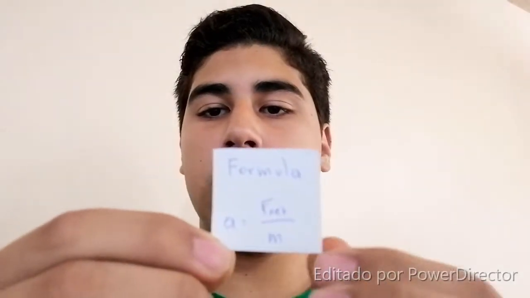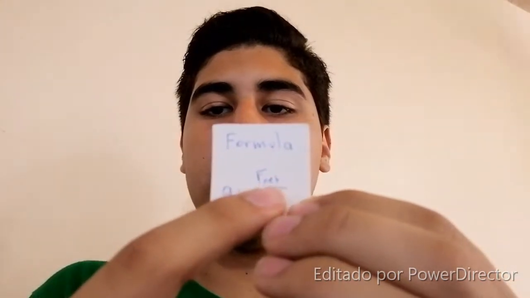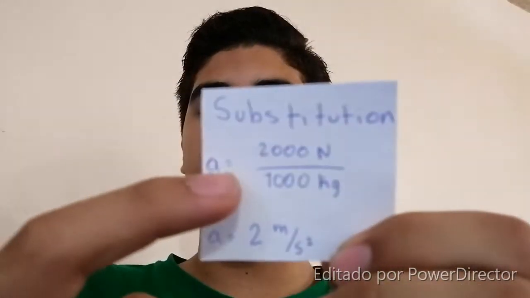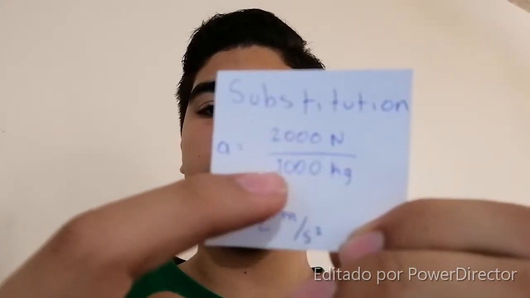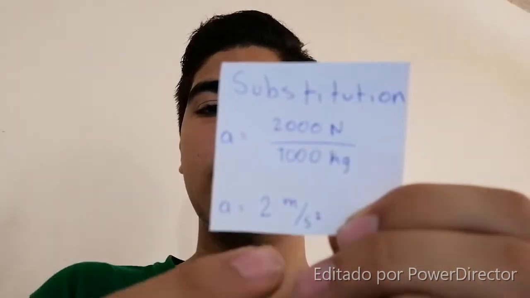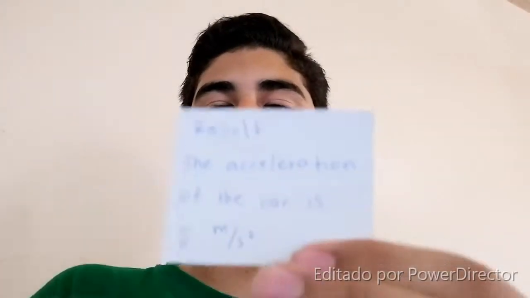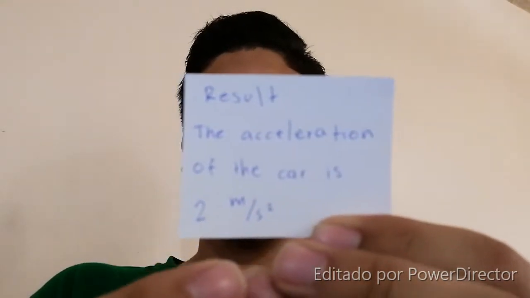Then we choose the formula we are going to use. In this case, the acceleration is equal to the net force over the mass. Then we substitute. We have the acceleration, the net force, that is 2000 newtons, over the mass, 1000 kilograms, and then we have that the acceleration is 2 meters per square second. Finally, the result: the acceleration of the car is 2 meters per square second.